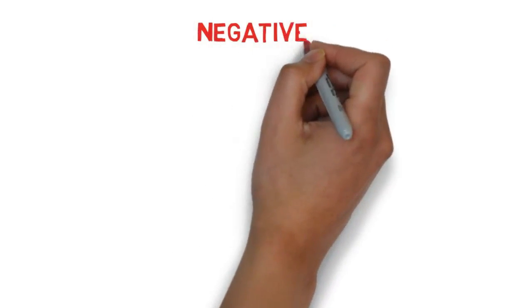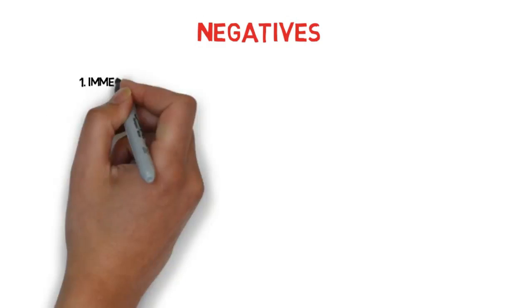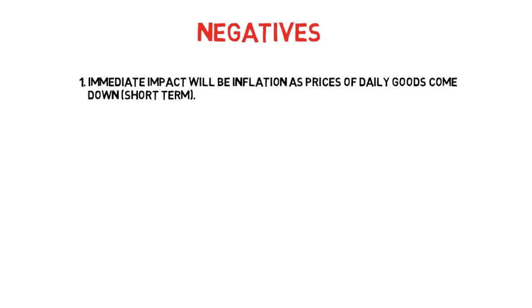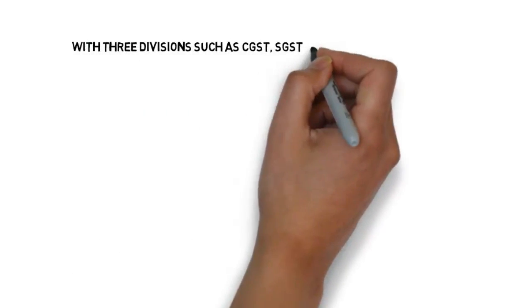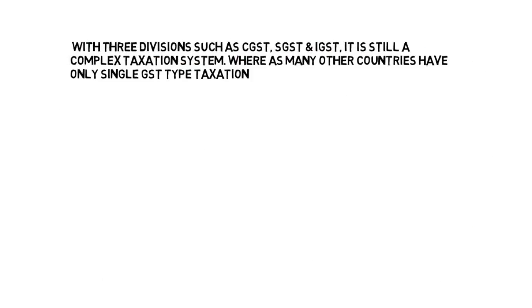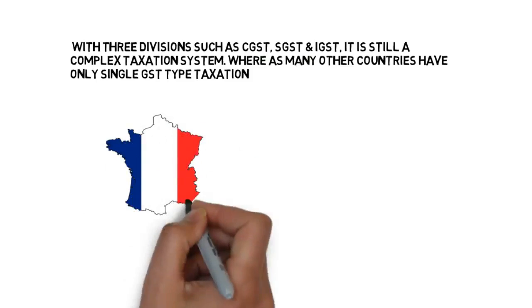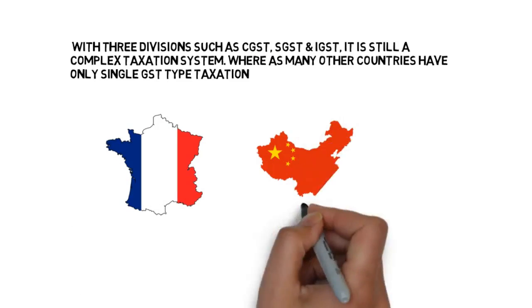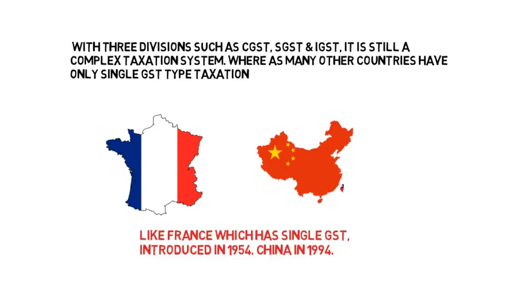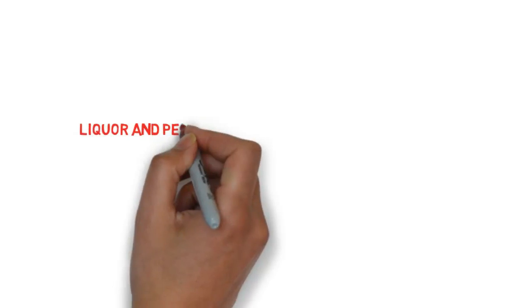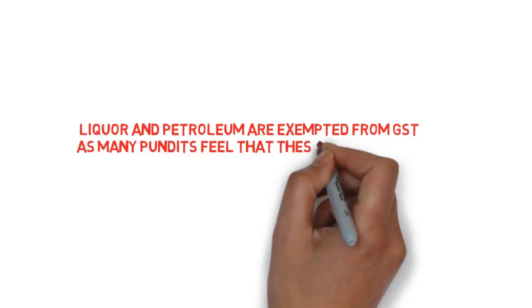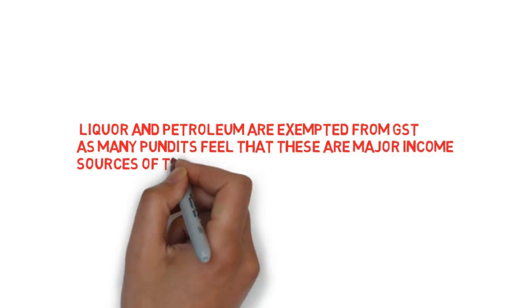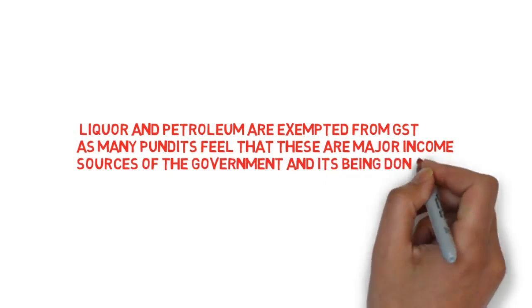Now talking about negatives and positives. The immediate impact will be inflation, as prices of daily goods come down. With three divisions such as CGST, SGST and IGST, it is still a complex taxation system, whereas many countries have only a single GST type taxation, such as France and China. Liquor and petroleum are exempted from GST as many pundits feel that these are major income sources of the government, and it is being done to funnel away the black money.